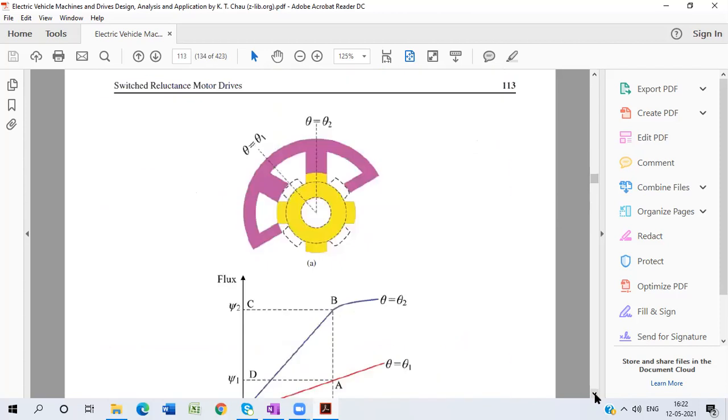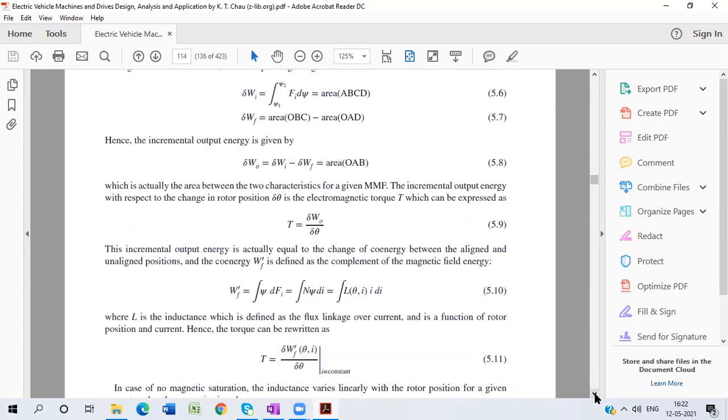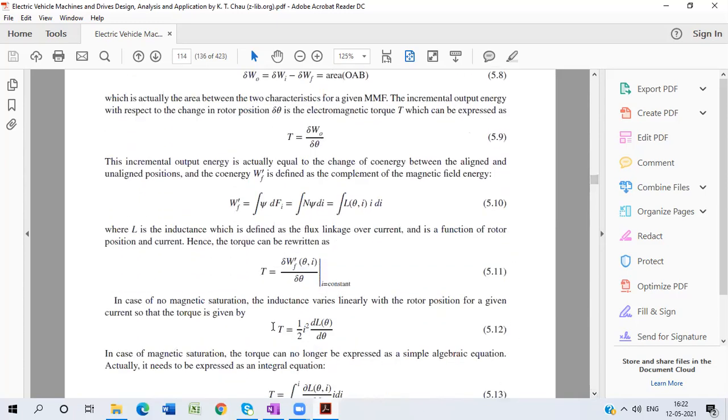The principle of SR machines. We have discussed this and found the torque equation. No doubt we found it by our own method, but finally we derived this equation. Yes or no?